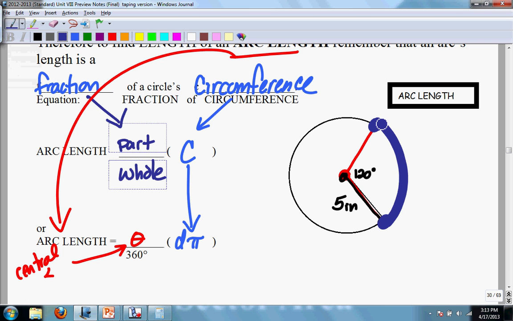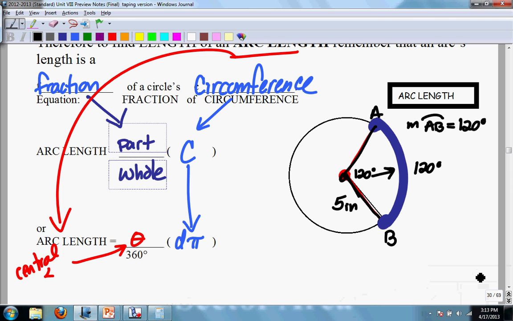Now, remember I told you the difference between arc measure and arc length. The measure of the central angle and its arc are the same, so this measure is 120 degrees. Measure deals with the degree curvature. So the measure of arc AB is going to be 120 degrees.